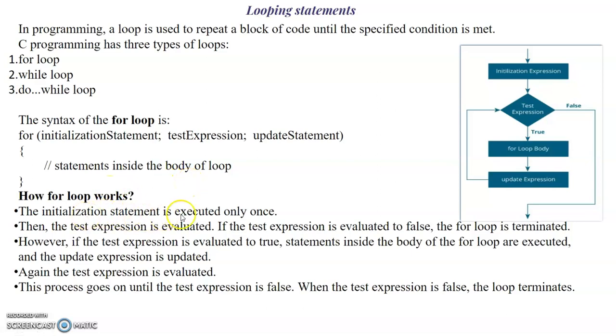The initialization statement is executed only once, when the for statement enters the loop. Then the test expression is evaluated. If the test expression evaluates to false, then the for loop is terminated. However, if it evaluates to true, then the statements inside the body of the loop are executed, and then the update expression is updated. Again, the test expression is evaluated. If it evaluates to true, the body of the loop gets executed, then again the update statement gets executed. This process repeats until the test expression evaluates to false.